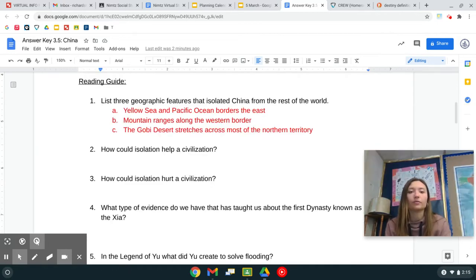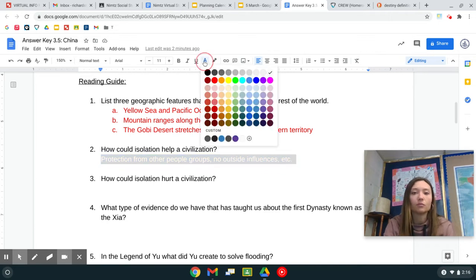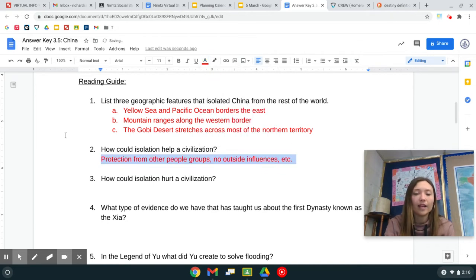Okay, great. Number 2, how could isolation help a civilization? So what are your thoughts here? How could a civilization benefit from being isolated from others? Well, you could have multiple answers for this, but protection from other people groups, okay? So there's no outside influences in your civilization.